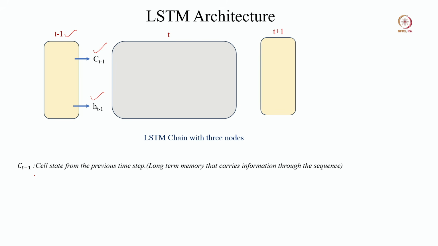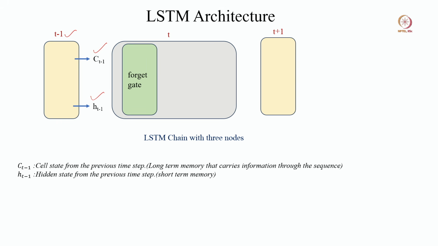Ct minus 1 is the cell state from the previous time step, which is the long term memory that carries information through the sequence. Ht minus 1 is the hidden state from the previous time step, and it is the short term memory. Now, we will see what happens after this.